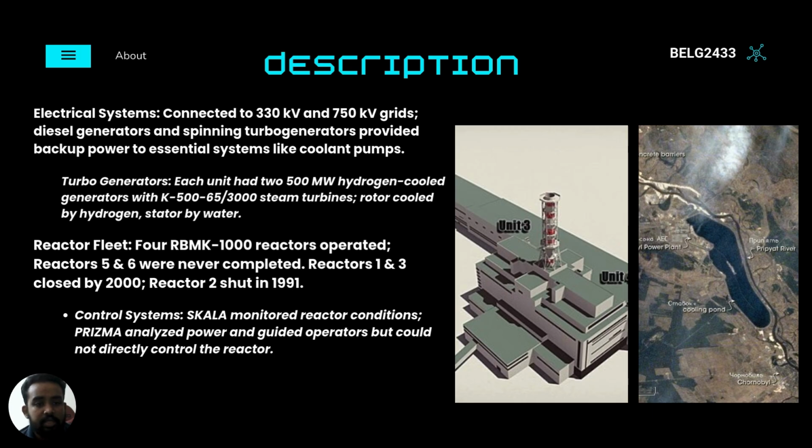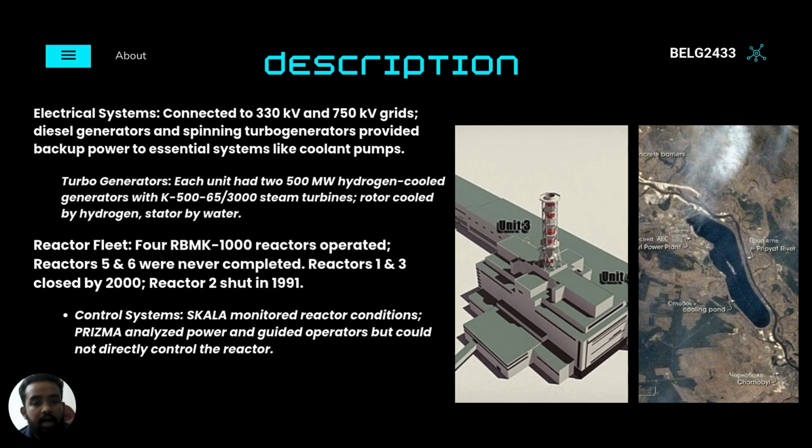Turbo generators. Each unit had two 500 megawatt hydrogen cooled generators with K-500-65/3000 steam turbines, rotor cooled by hydrogen, stator by water.